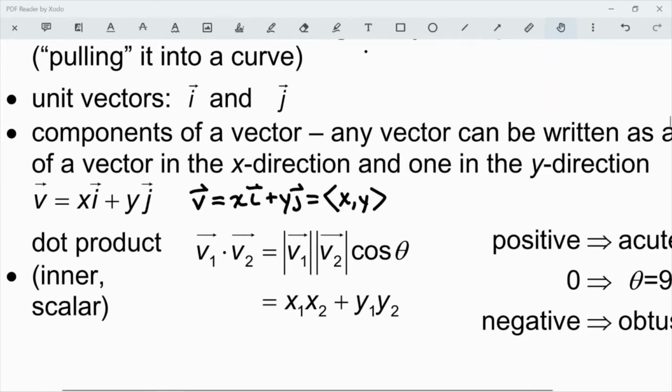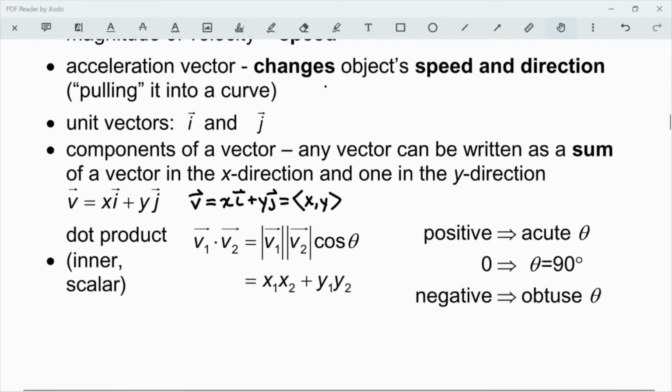Okay, so in addition to that, we do have some information here about dot product, which you did a little bit of in pre-cal. And primarily for us, what we're going to be thinking about with dot product is finding the angle between 2 vectors.